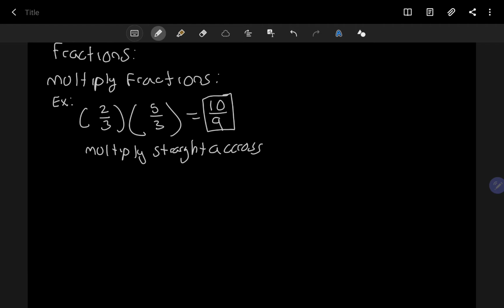Cool. Any questions? Cool. And so for multiplying fractions, that's one of the ones that it's a little bit easier because all it requires is just for you to multiply straight across. But then when it comes to dividing fractions, then this is a little bit different. In this case, let's go with the same example, but instead of being multiplied, let's say this fraction is being divided by the other one.